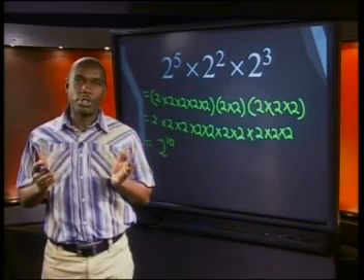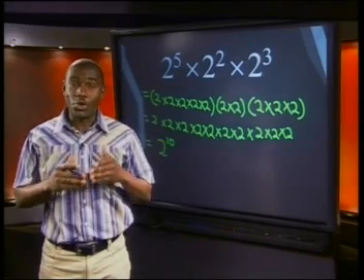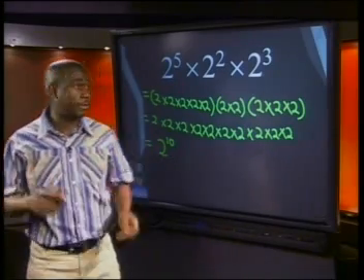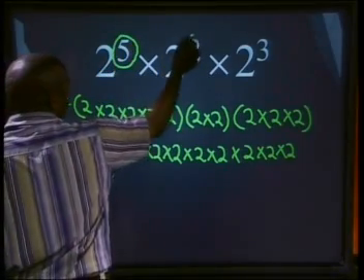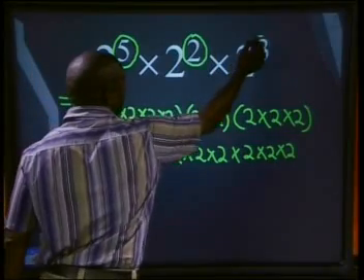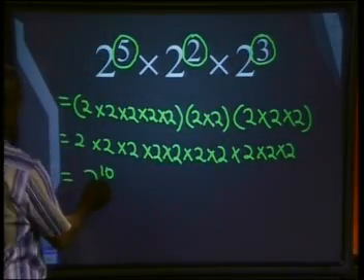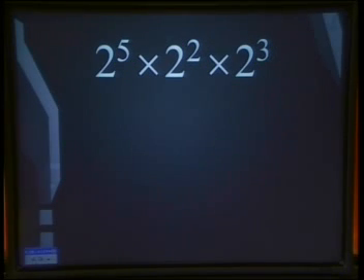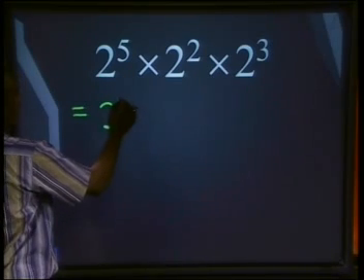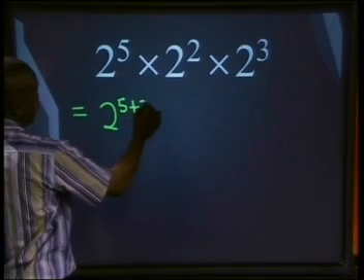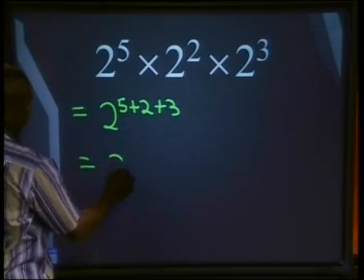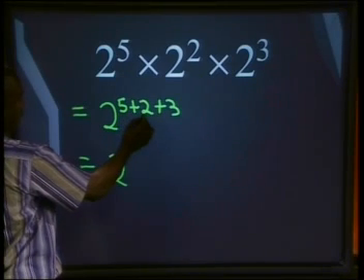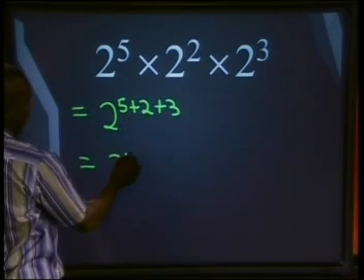Right, do you think it is necessary to write the multiplication out every time? Or can you see a pattern in the exponents that you could use? Can you say that 5 plus 2 plus 3 gives you 10? Now let's see. We could do this as 2 to the power 5 plus 2 plus 3, which will give us 2 to the power of... 5 plus 2 is 7. 7 plus 3 gives us 10.